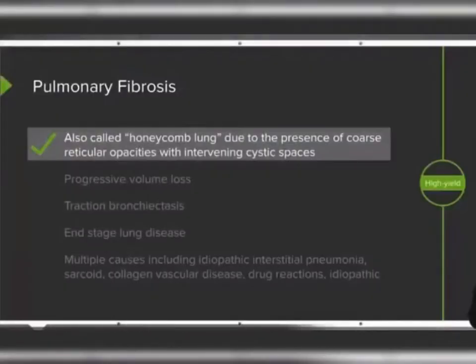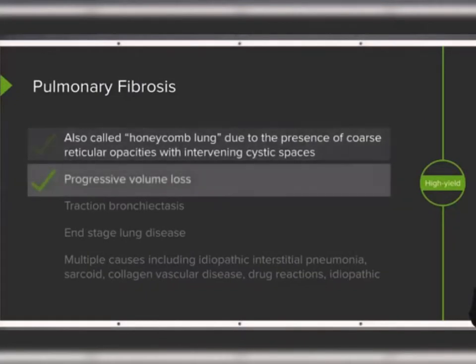So a coarse reticular pattern is usually caused by pulmonary fibrosis. This is also referred to as honeycomb lung because of the presence of coarse reticular opacities with intervening cystic spaces, so it produces the appearance of a honeycomb. Usually this results in progressive volume loss.